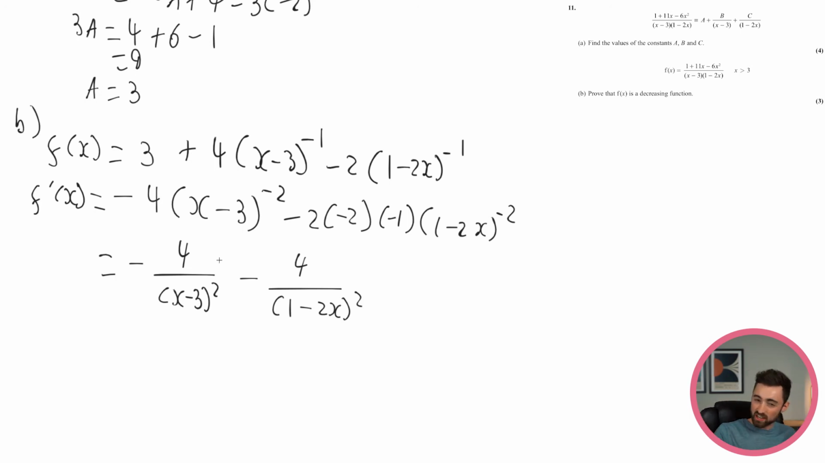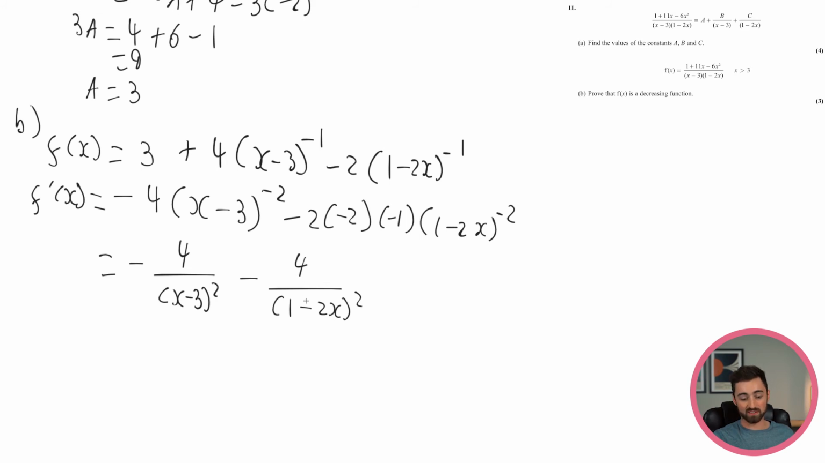Now, let's look at each one of these terms. I've got minus 4 and then divided by some square number. The thing is, a square number always has to be positive, doesn't it? So if I have a negative number divided by a positive number, that's always going to be negative. And then I'm minusing another thing.